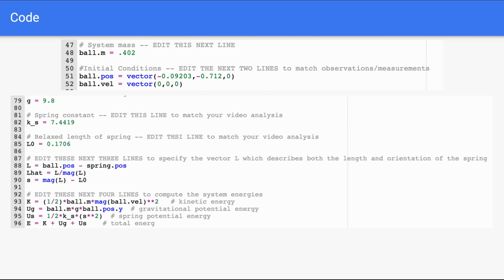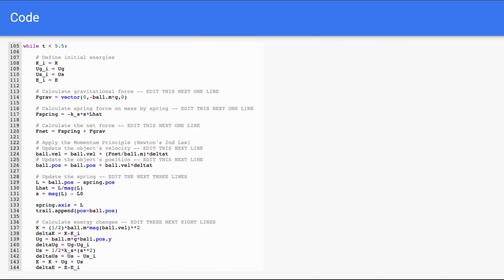Here's my code. The ball mass is 0.402, and then I put in my position and velocity vectors. I also put in the gravitational constant, the spring constant, and the relaxed length of my spring. And then I also put in the equations for updating the spring position and also for calculating the different types of energies that we used. At first I defined my initial energies, and then I defined the force of gravity, the force of spring, and the net force. I put in the position and velocity update formulas, and again, the changes in energy are at the bottom.